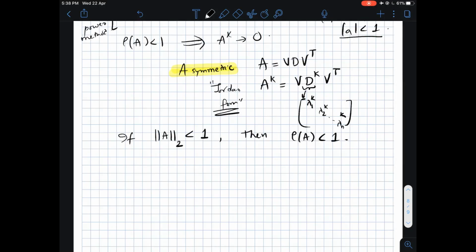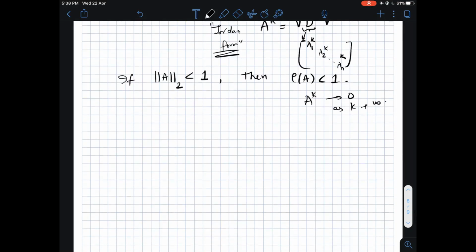Okay. So A doesn't even have to be symmetric here, right? Any matrix A, if its spectral norm is less than 1, then you know that its spectral radius is less than 1, and then you know that A to the k will go to 0 as k goes to infinity.